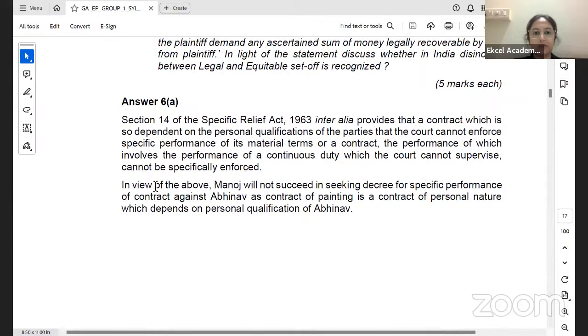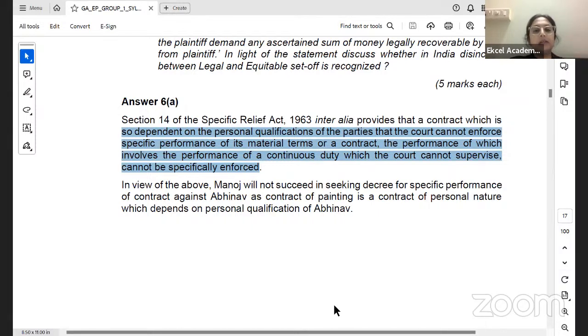Section 14 of the Specific Relief Act provides that a contract which is dependent on the personal qualification of the parties, the court cannot enforce specific performance of its material terms, or a contract the performance of which involves a continuous duty which the court cannot supervise, cannot be specifically enforced. See, there are two things in the Specific Relief Act. When you ask for specific performance, it is not that if you ask, it will definitely be granted. There are certain criteria and it is a discretion of the court.